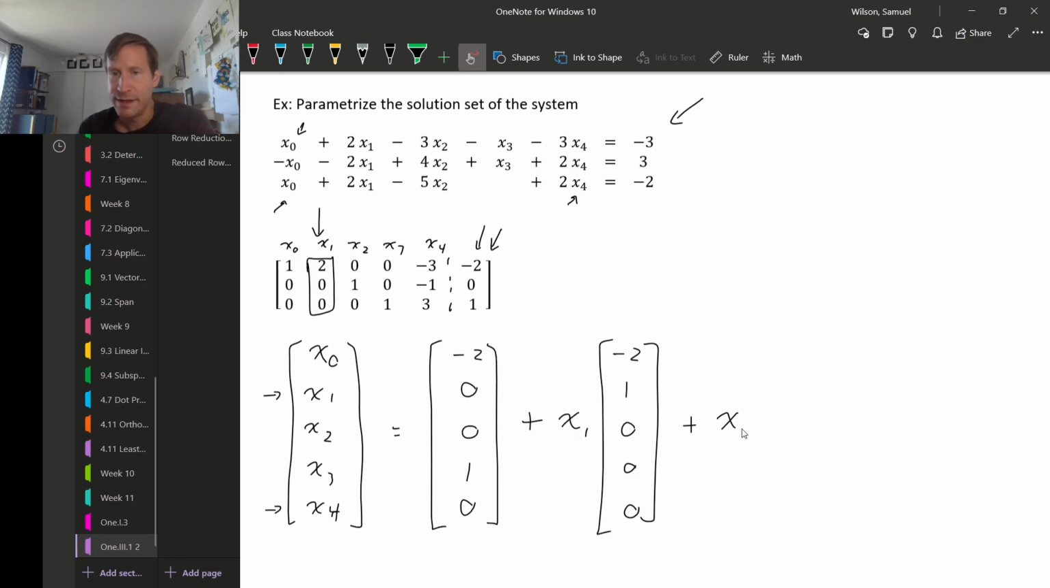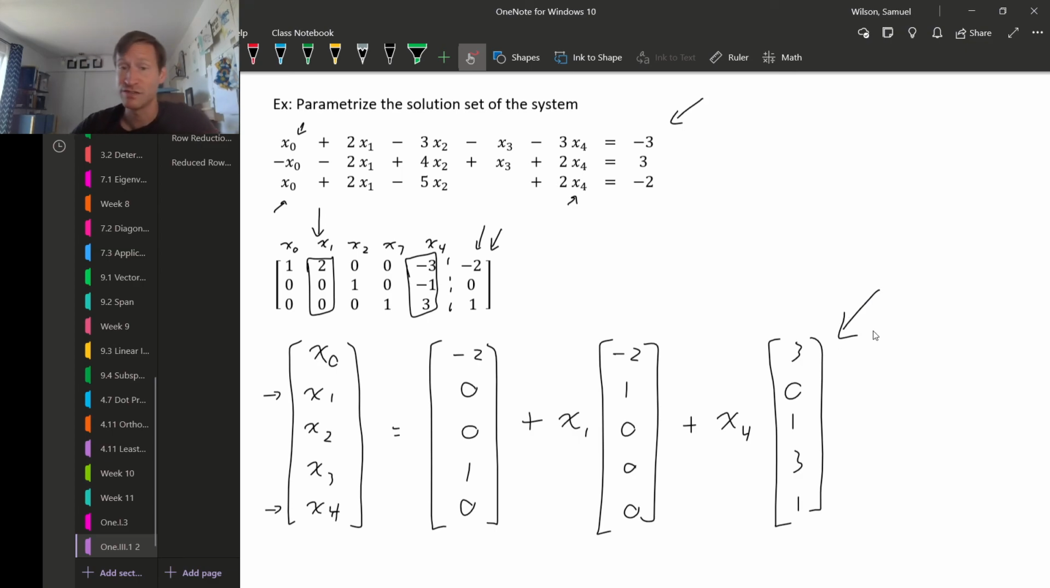And then our other free variable is x4. So for the x1 entry, we get a 0. For the x4 entry, we get a 1. And then the other entries are determined by the negatives of these. So 3, 1, and 3. There we go. So here is our vector parametrized collection of solutions where x1 and x4 are free.